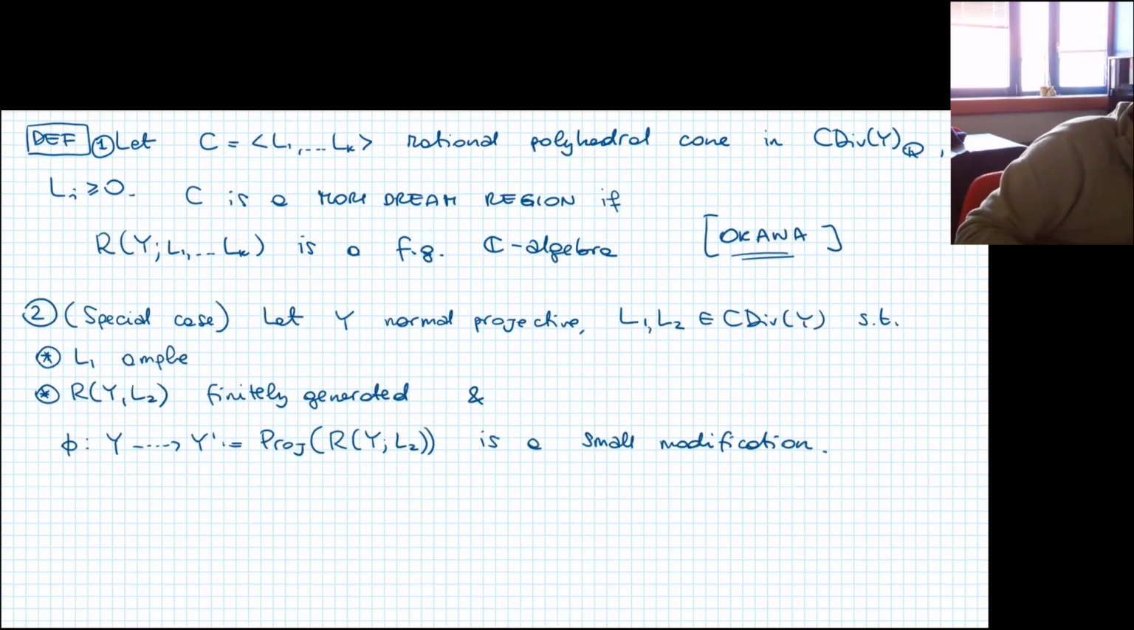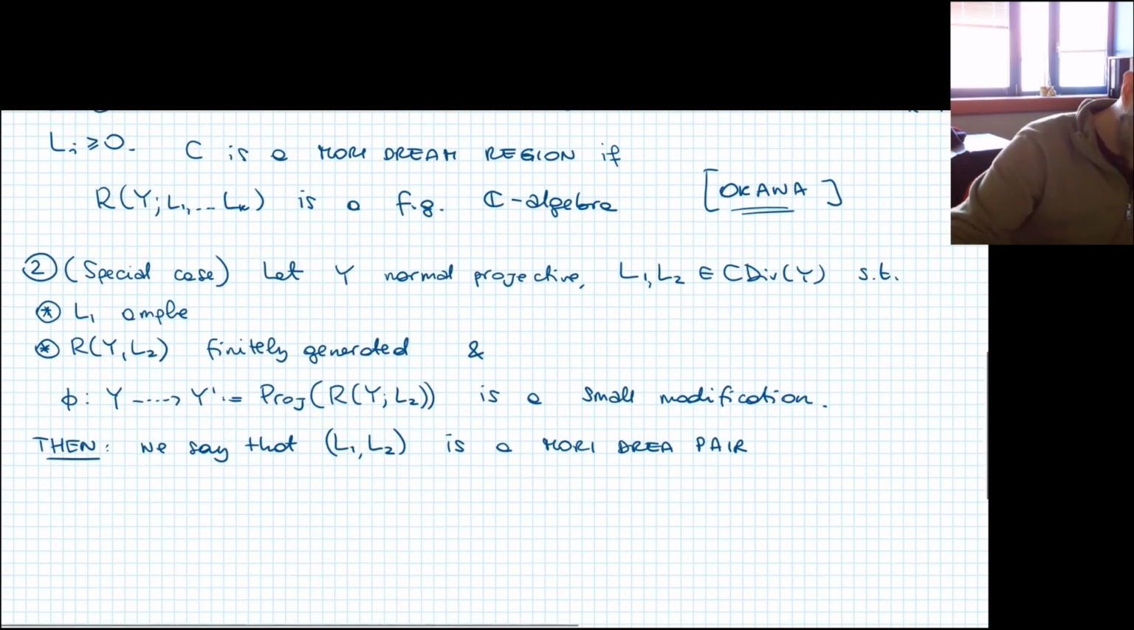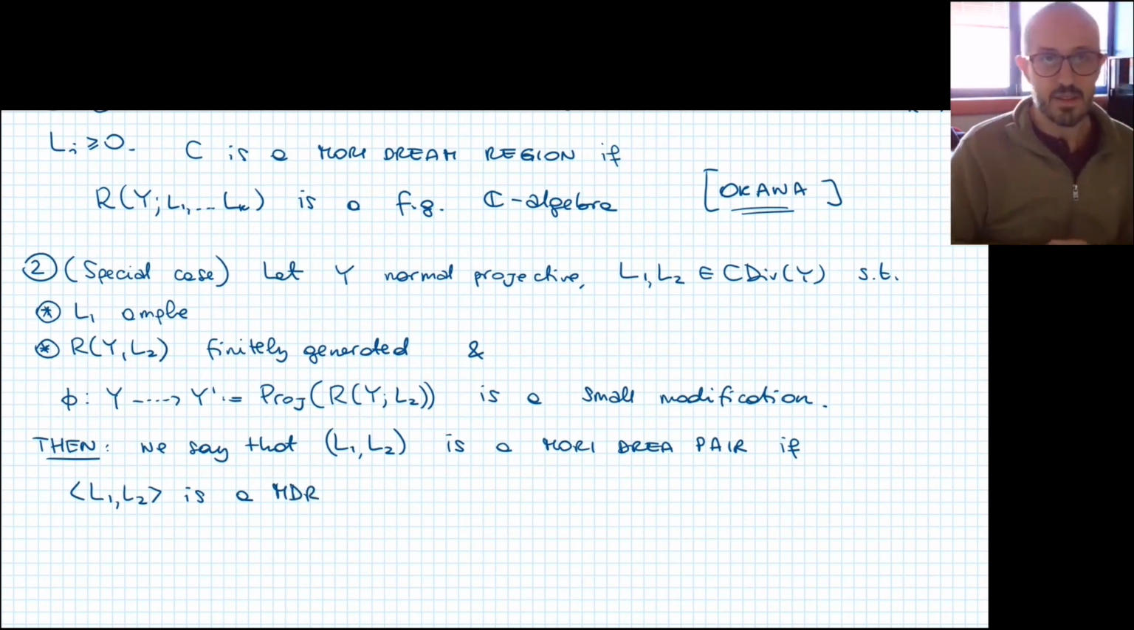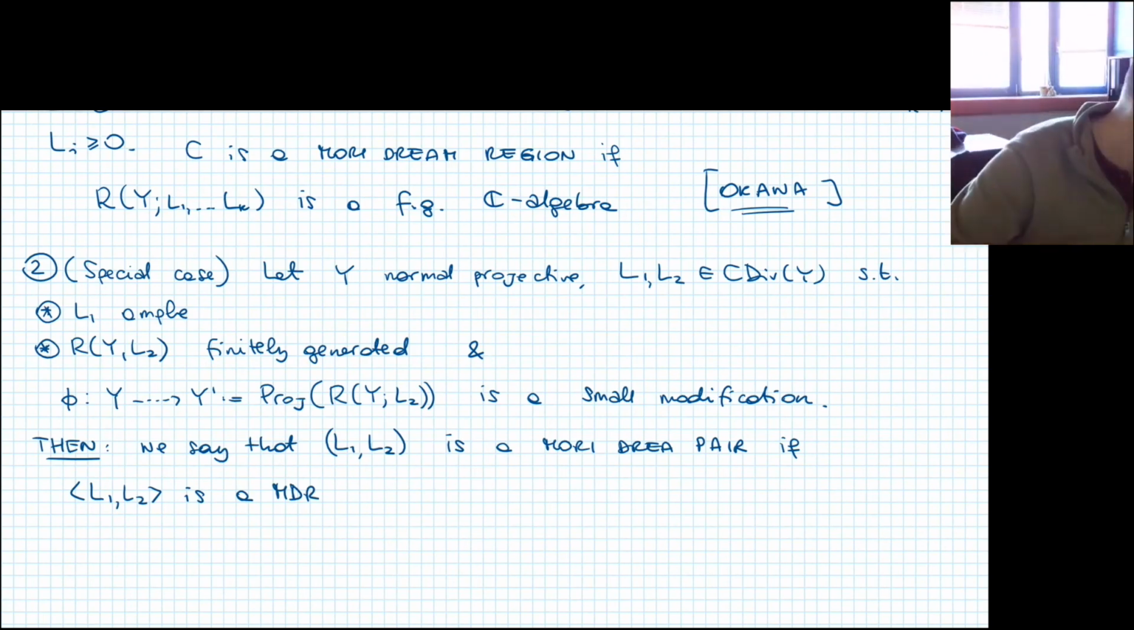Then, in this case, we say that L1, L2 is a merging pair if the pair L1 and L2 is a Mori dream region. So we are requiring lots of things, but it's not too bad.